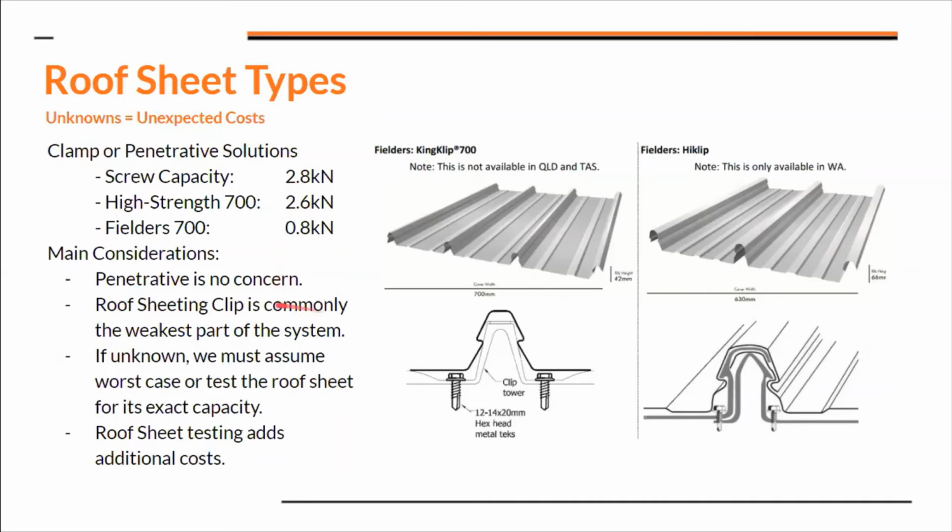Roof sheet clips are commonly the weakest part of the system. That's one thing that you should always know: if you are looking at clips, the most critical factor usually does come to be that little section where your clamp is connected to the roof.